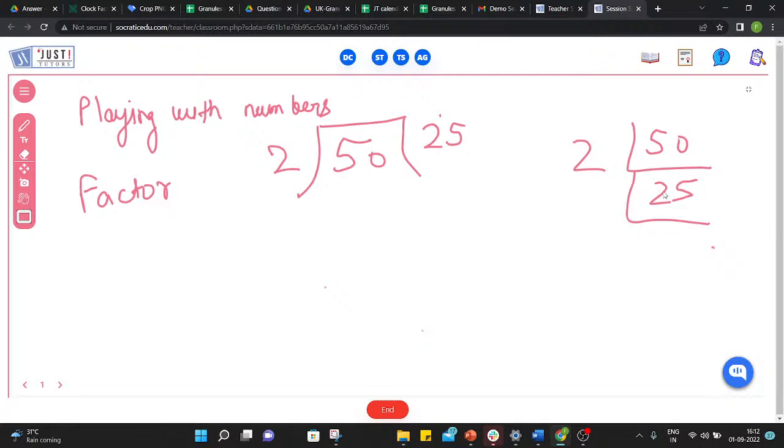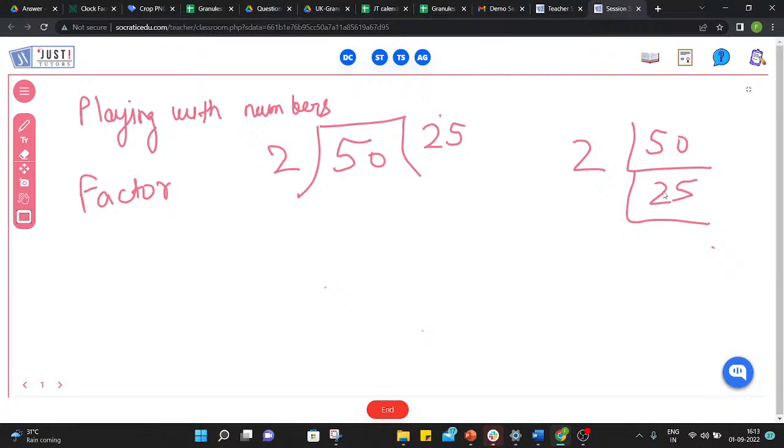But do you think 25 is an even number? No, it is not an even number. So, because 25 is not an even number, we will see whether it is divisible by 3, because the next number after 2 is 3. Do we have 25 in the 3 times table? We have 24 in the 3 times table, because 3 times 8 is 24, but we don't have 25. So we will skip 3 as well.